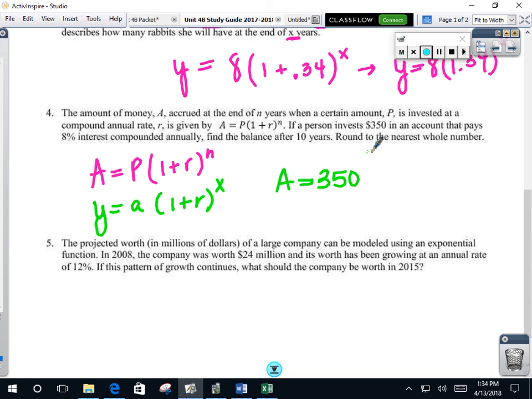Correct, because that's what they invested at the beginning. That's the principal amount. That's why they call it p instead of a. Then is it 1 plus or 1? Well, they tell you 1 plus. What is the rate?